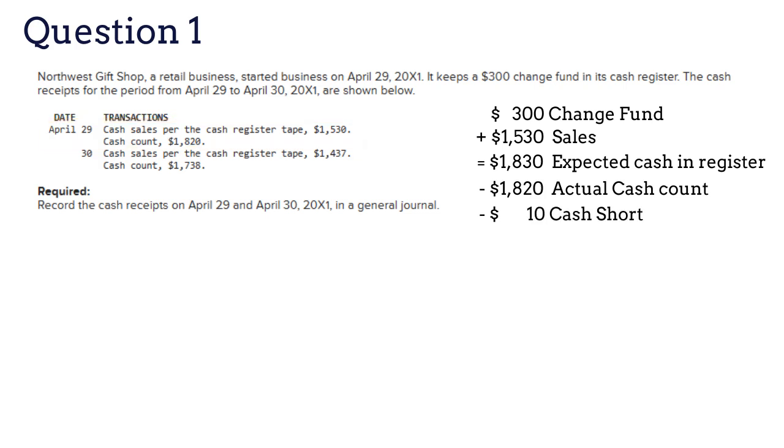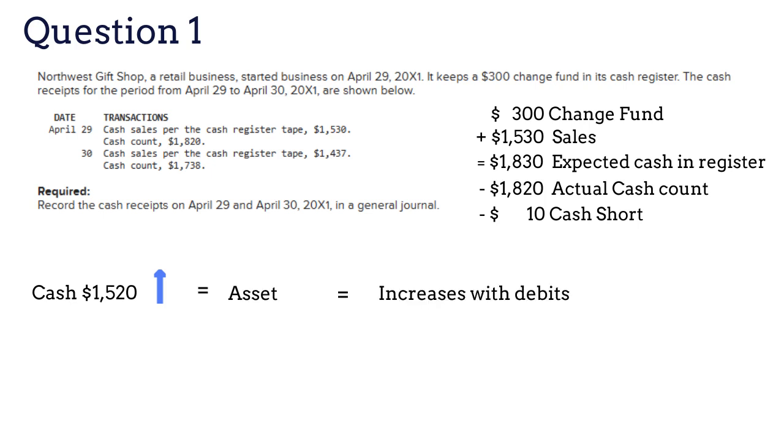We start by analyzing the transaction. Cash increased by $1,520 because the cash count was $1,820, but $300 was already there. So, cash increased by $1,520. Cash is an asset, and assets increase with debits.